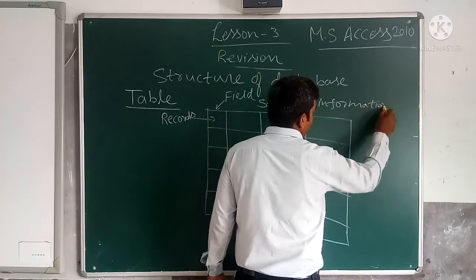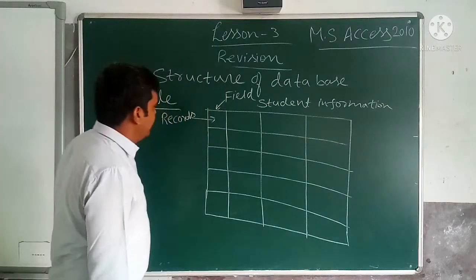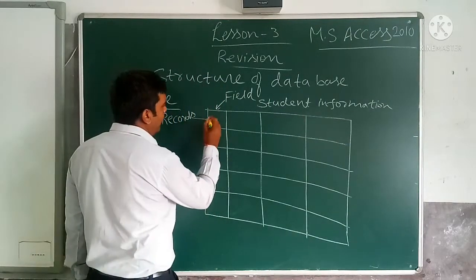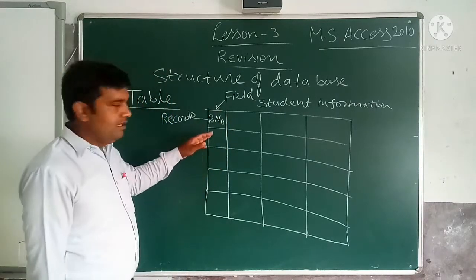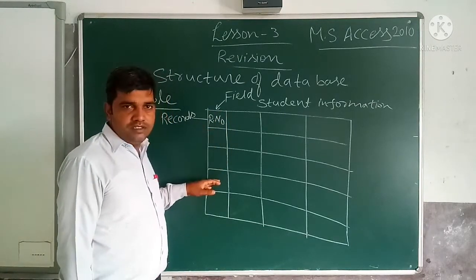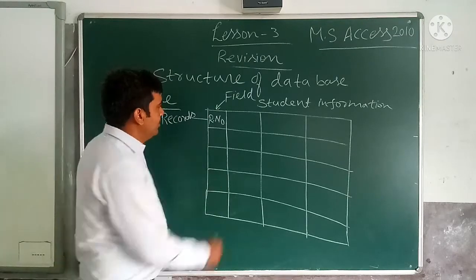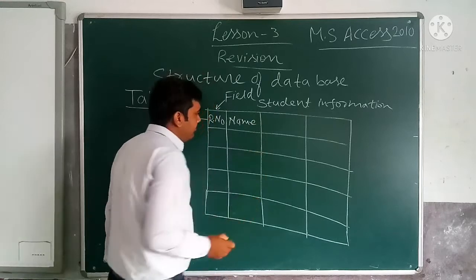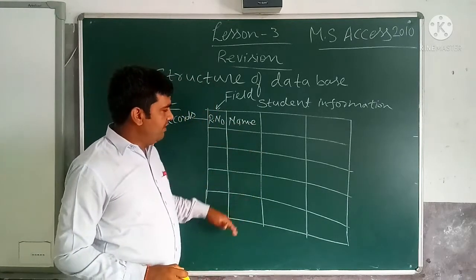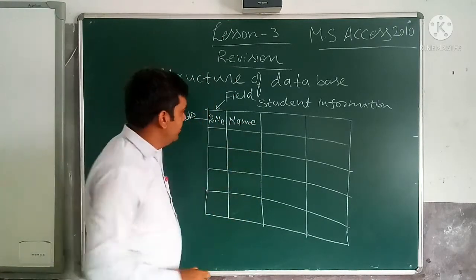So what are the fields we need? First field here we design the roll number. So this field will contain the roll numbers of all the students of a class. This is the student name. So this second field will contain the name of all the students.